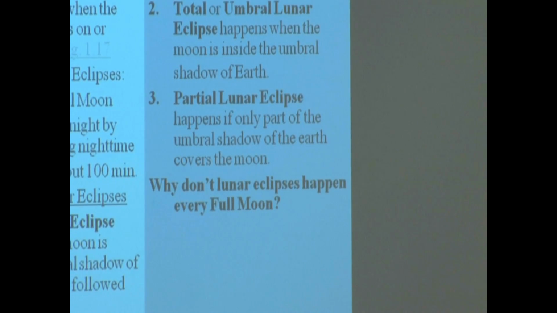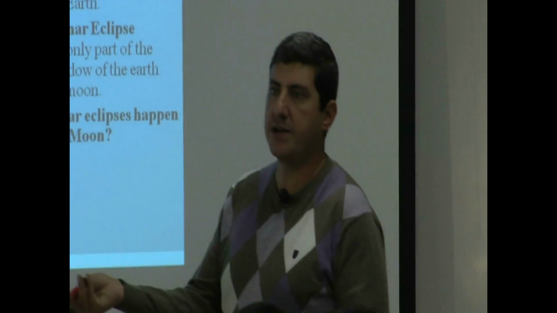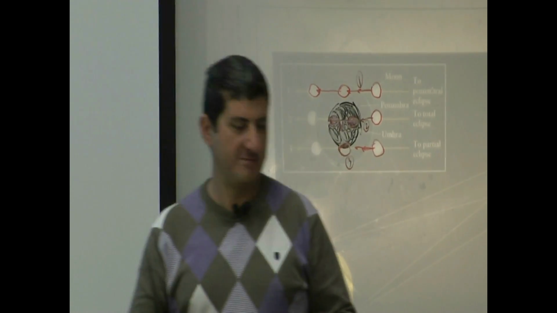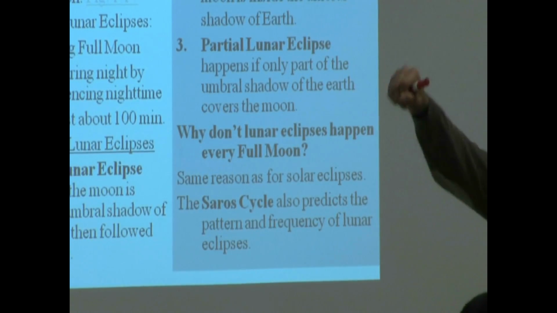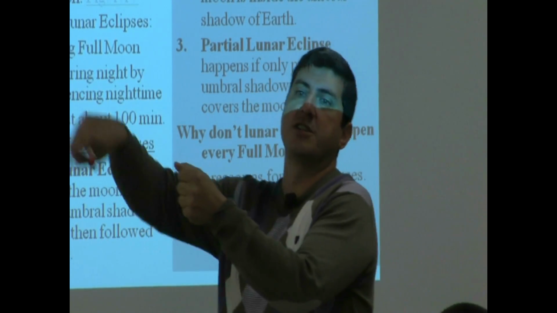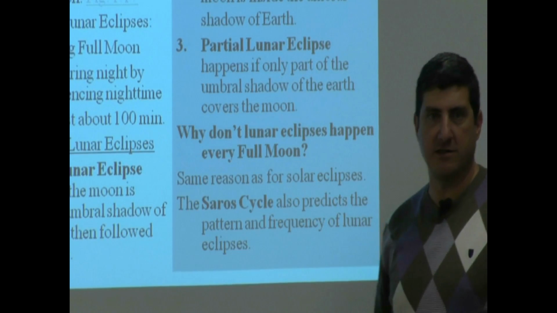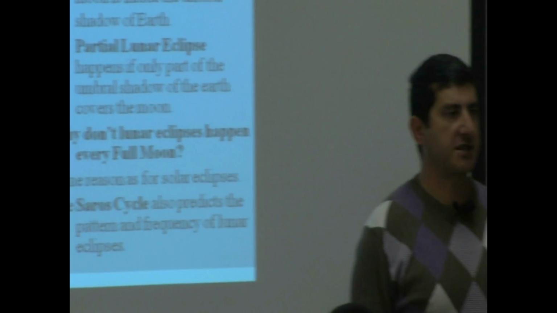Why don't lunar eclipses happen every full moon? Same reason why solar eclipses don't happen every new moon. What was the reason? The moon's orbit is tilted by 5 degrees with respect to the ecliptic plane. So how often is this going to repeat? The Saros cycle tells us how often this repeats. Okay?